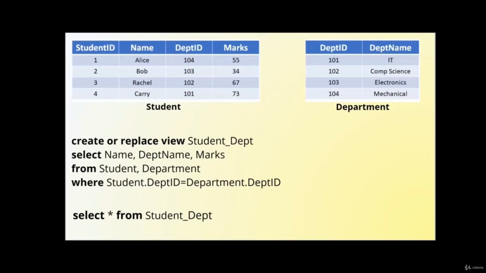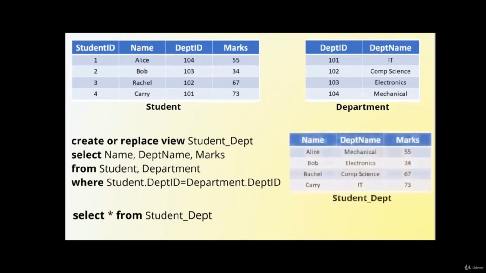After executing these two queries, we will get the output virtual table, which will consist of 3 columns: name, department name, and marks. Since in this case we have not used any less than or equal to operator, it will just display all the records as they are.